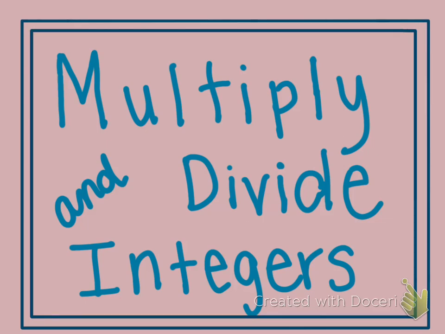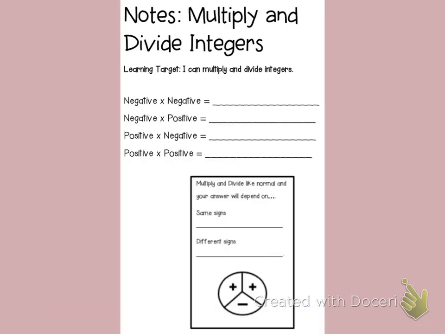Today we are going to learn how to multiply and divide integers. When we multiply and divide integers, we will have both negative and positive numbers. So we're going to learn how we know what our product or our quotient is, whether it's positive or negative.